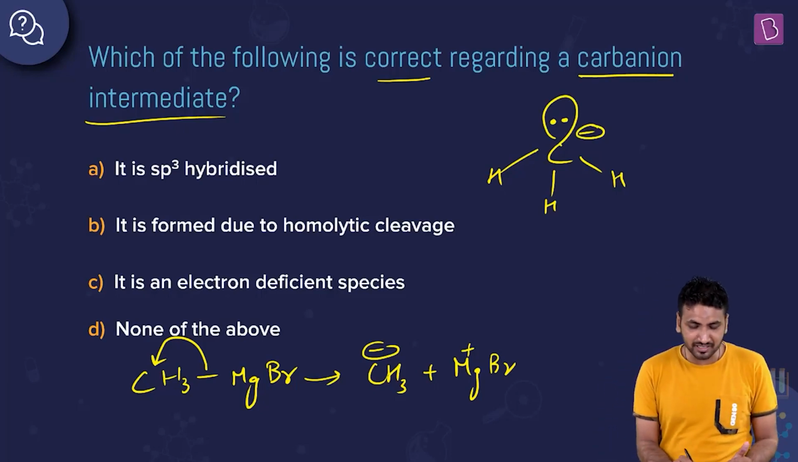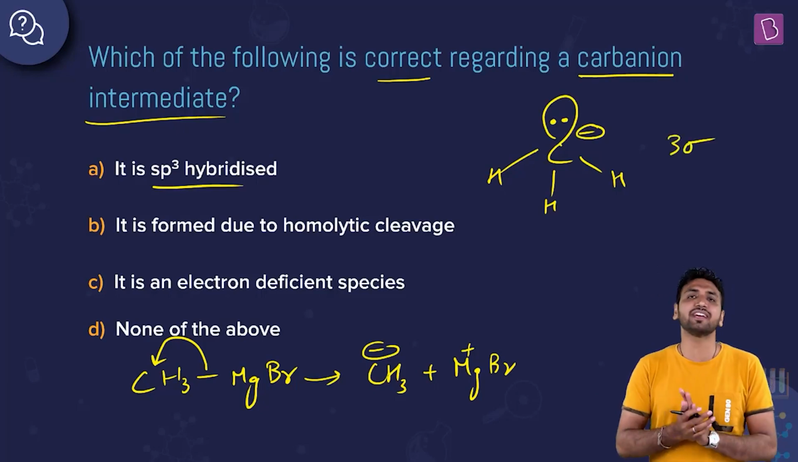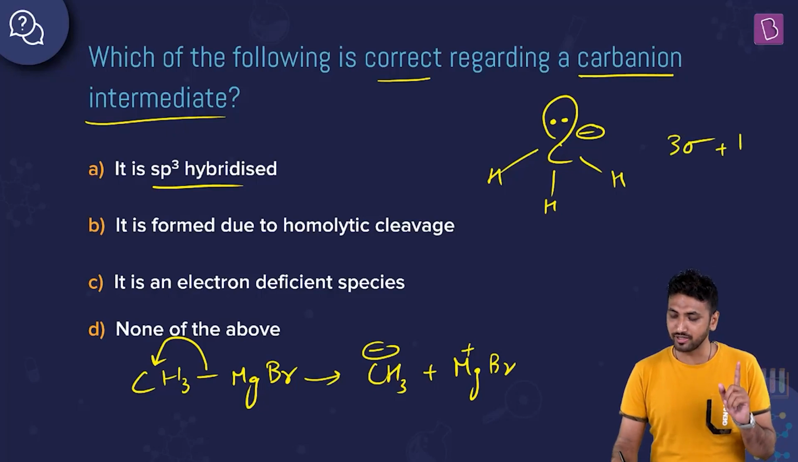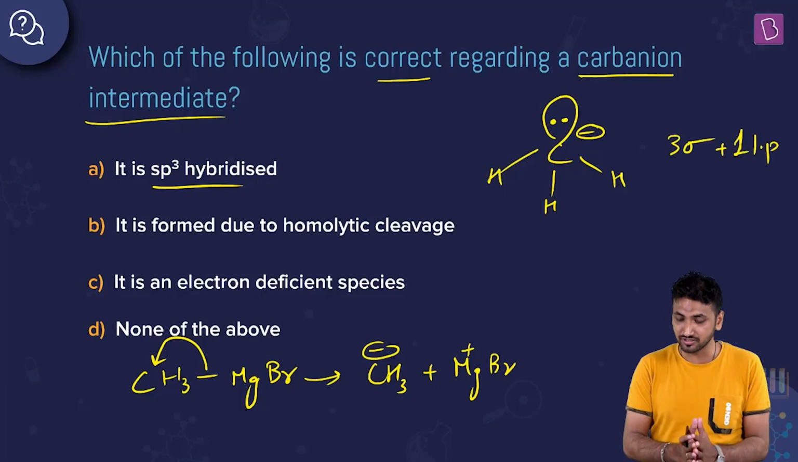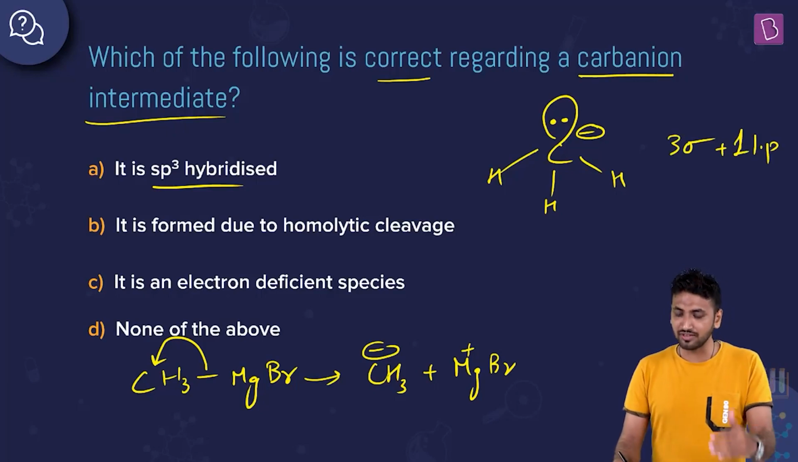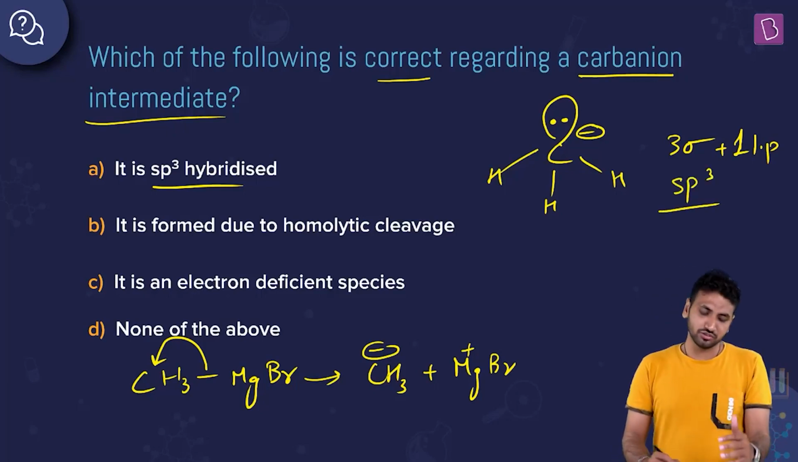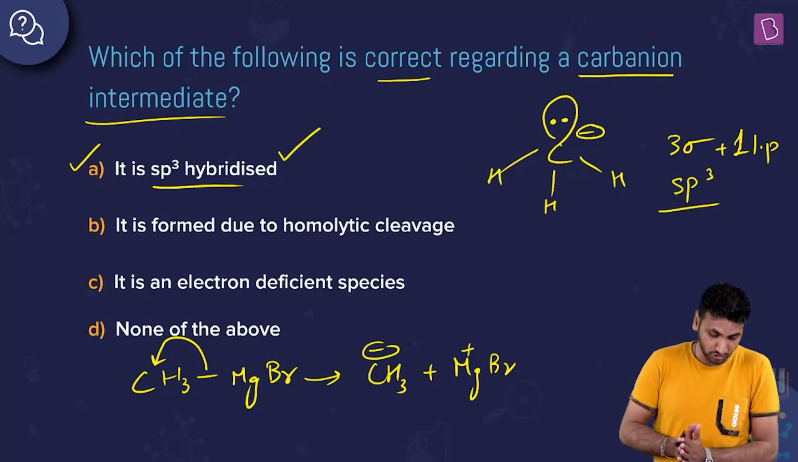It is sp3 hybridized. Okay, see, you have 3 sigma bonds over here and one lone pair, right? And a lone pair is obviously counted in hybridization. So the lone pair is basically present in a hybrid orbital, right? So you have 3 sigma, 1 lone pair. That means it is going to be sp3 hybridized. So yes, this statement is true. This could be the probable answer. Let's look for other options.